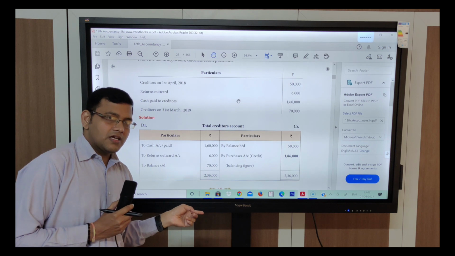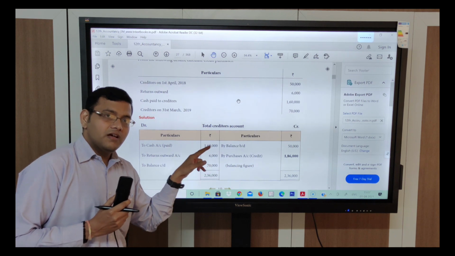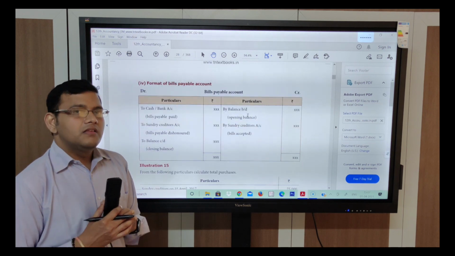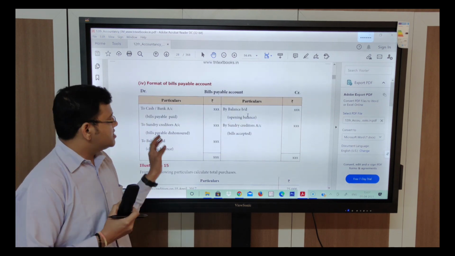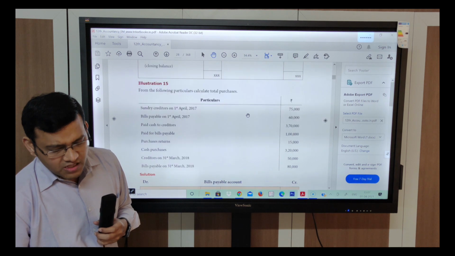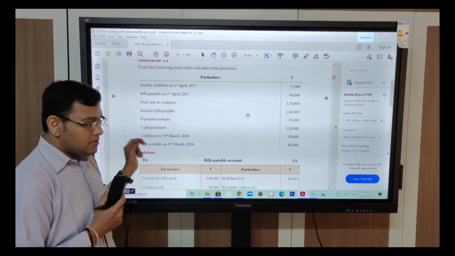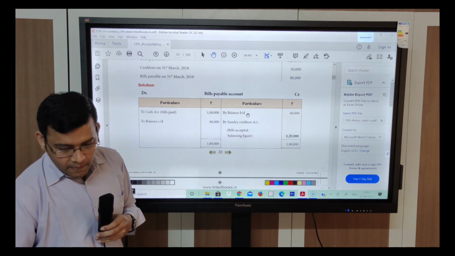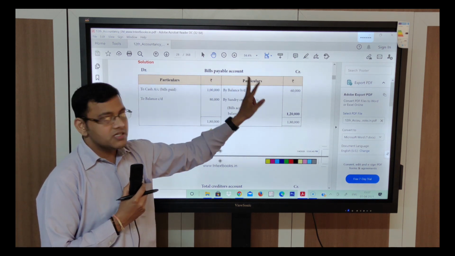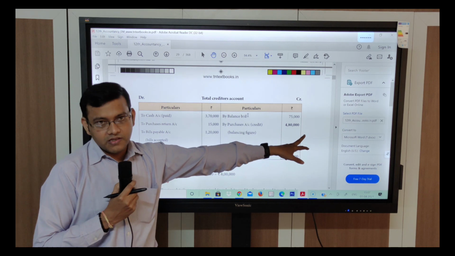Same thing, if you had done the debtors account, you got credit sales. Now you are getting credit purchases. Then the next format is the bills payable account. The bills payable account has already been discussed in the theory class, so you will get into the illustration. Same way, the opening balance and closing balance will be available, and you are going to prepare the format over here. So you know what is the sundry creditors through this account, and then finally under the sundry creditors account you will get the credit purchases.